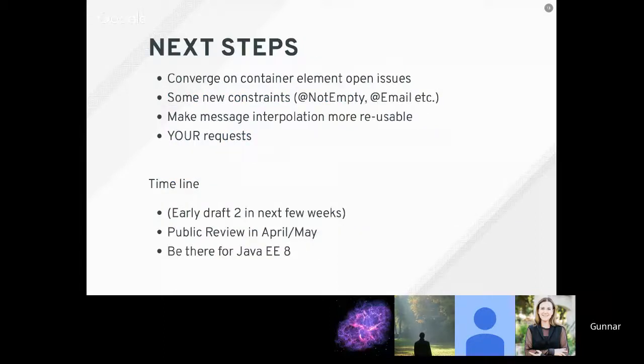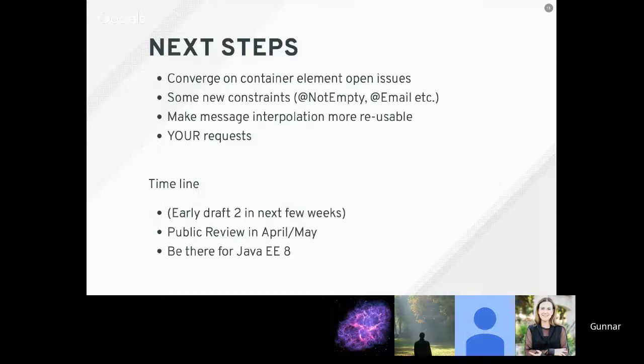Just quickly on the next steps, we will pick up some loose ends on the container element validation. We will likely add some new constraints. So we made a survey last year asking what kind of constraints people would like to see, and we got some good feedback from the community. So we will add this, and of course it's about your requests. So if you have something which you really think should be in Bean Validation 2.0, well, make your case on the mailing list, and we will be very happy to discuss it.